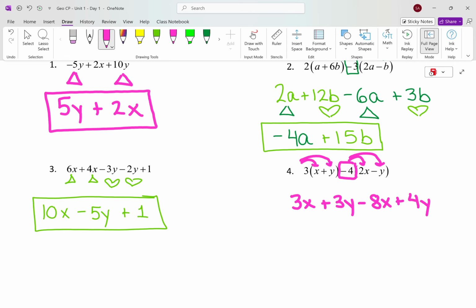And now that we got rid of our parentheses, now we can combine our like terms. So I have a positive 3x and a negative 8x gives me a negative 5x. And then I have a positive 3y and a positive 4y gives me a positive 7y. Now remember, addition's commutative. So if you ended up putting 7y minus 5x, that's the same. How many people got that right?